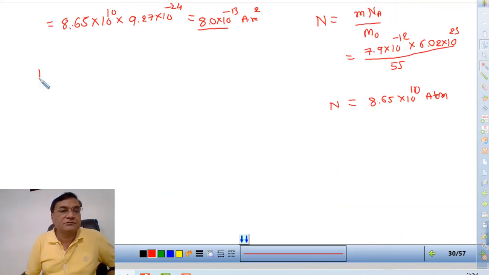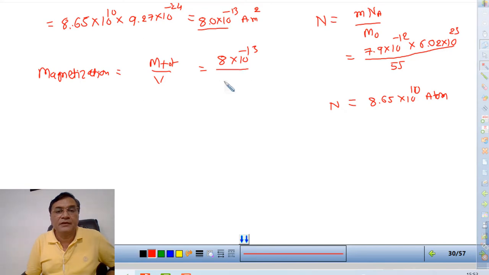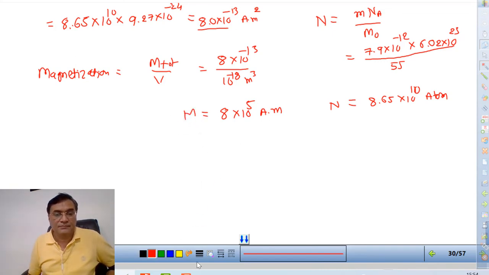So magnetization is the M total upon volume. So 8 into 10 raised to minus 13 divided by the volume, which is 10 raised to minus 18 meter cube. So this comes out to be 8 into 10 raised to 5 ampere per meter. So this is the magnetization, 8.0 into 10 raised to 5.